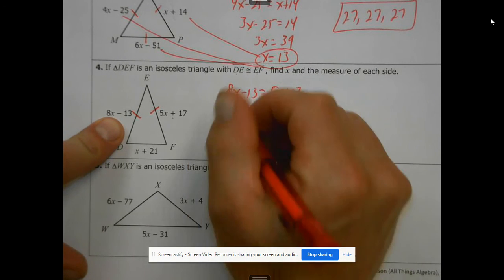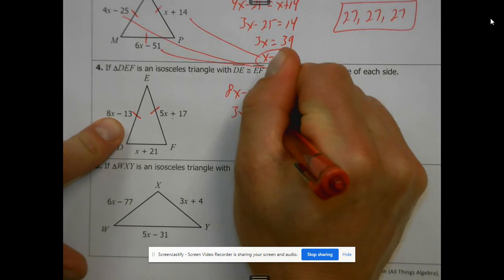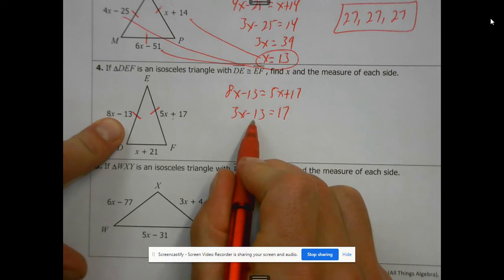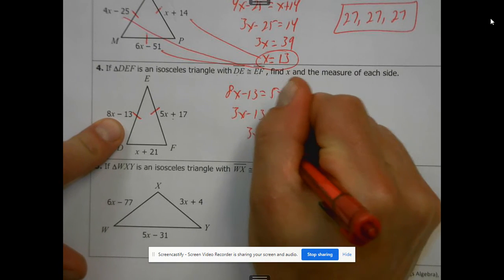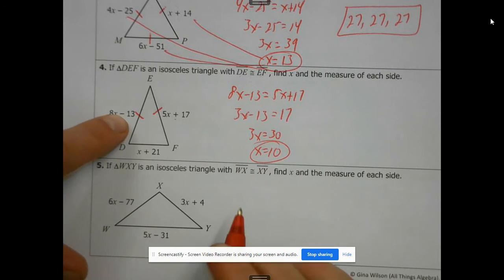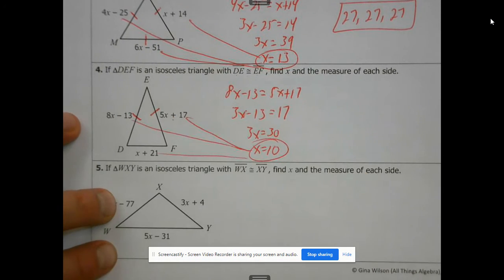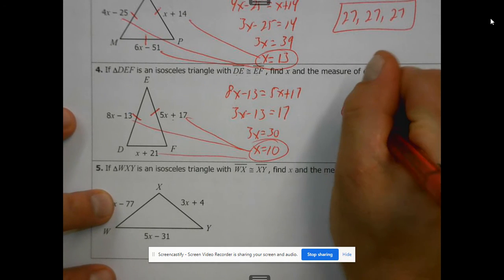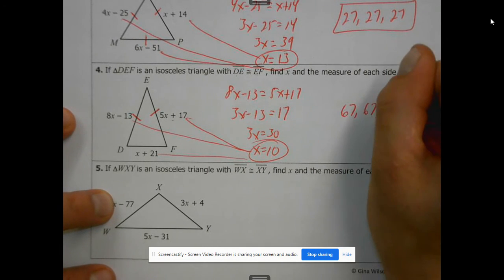Subtract 5x to the left. Add 13 to the right. X comes out to be 10. Plug it back into all 3 sides. When you do that, you'll have a 67, a 67, and a 31.